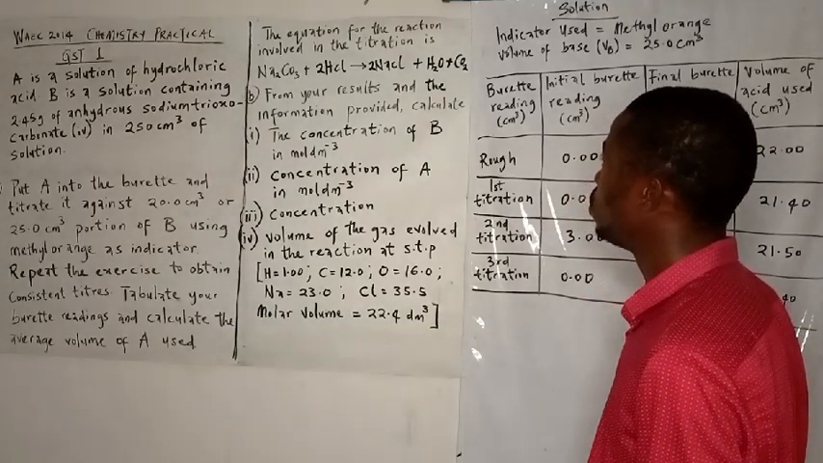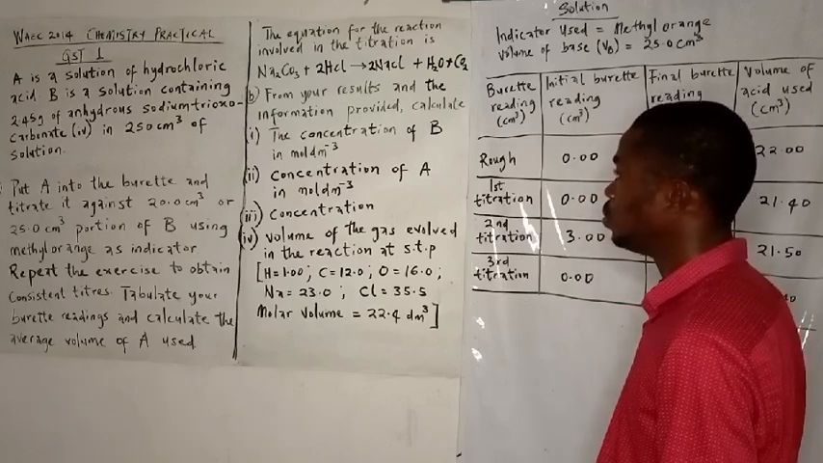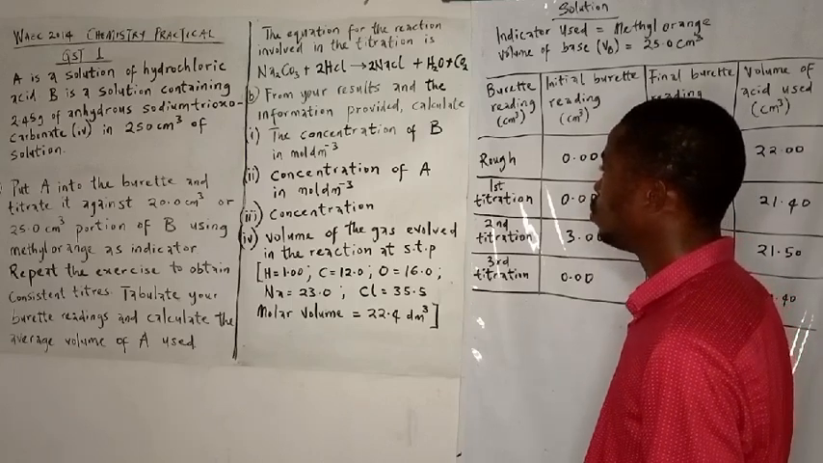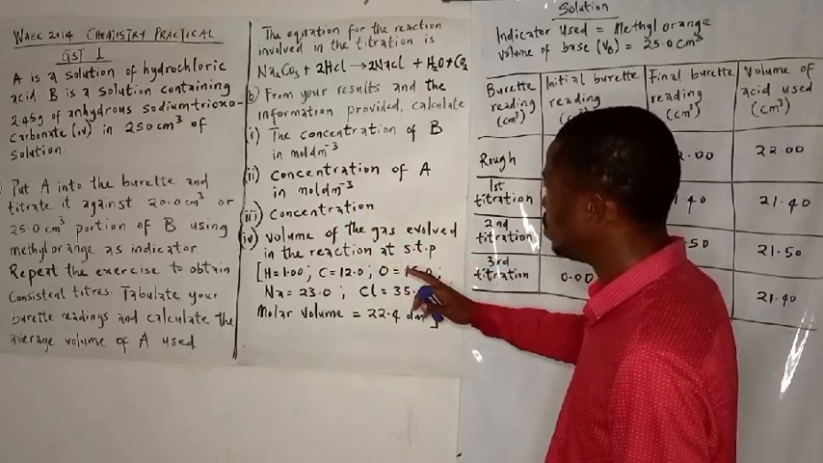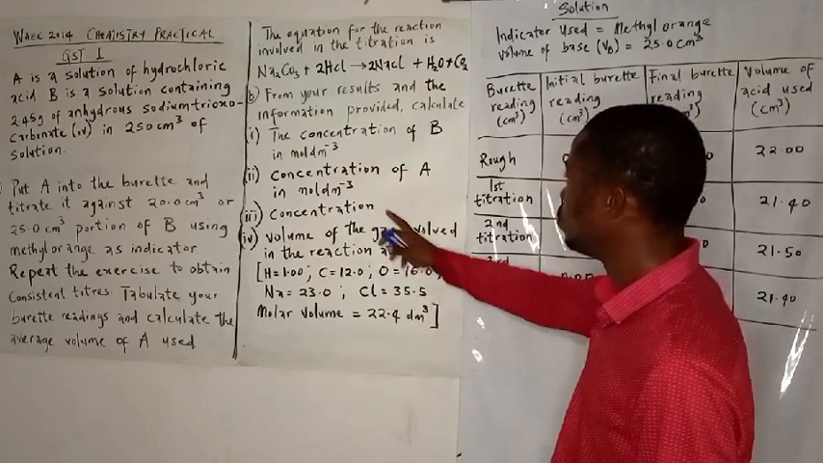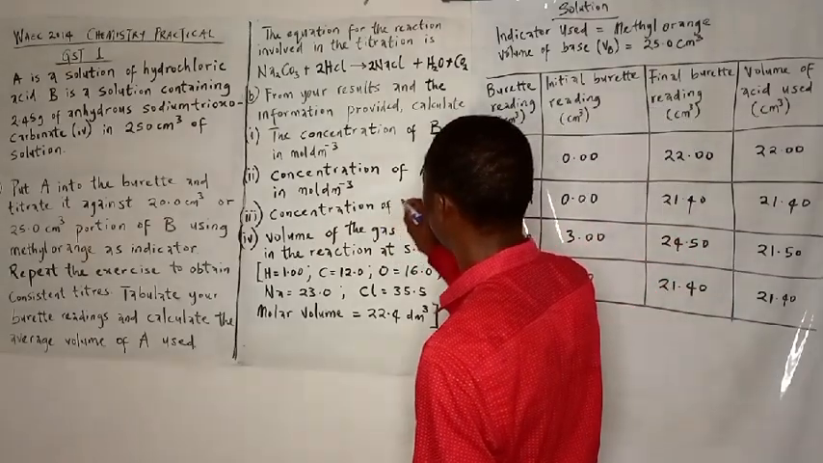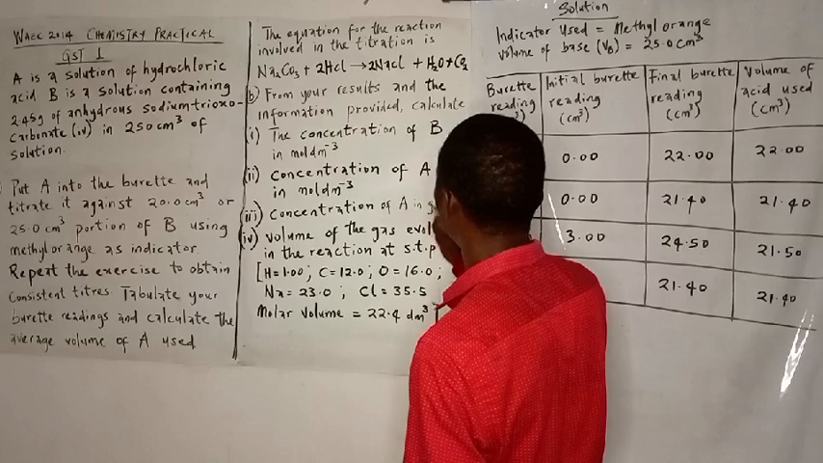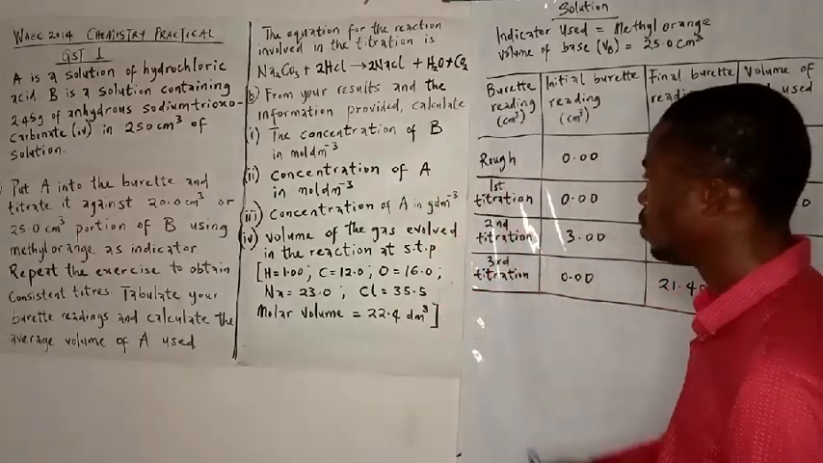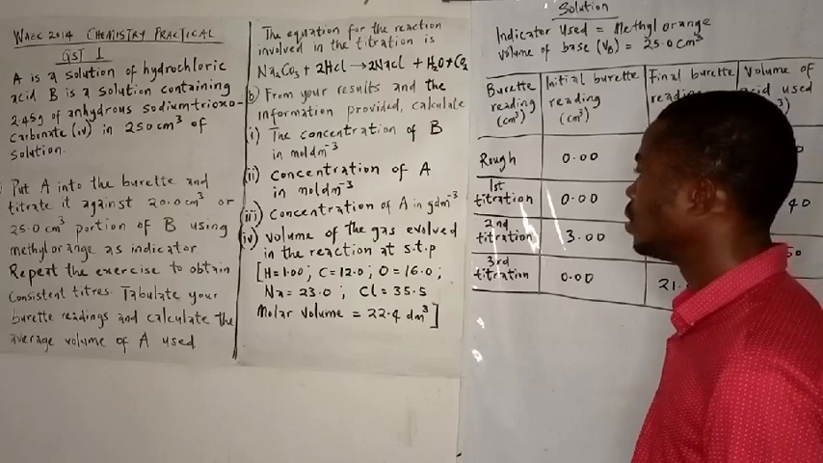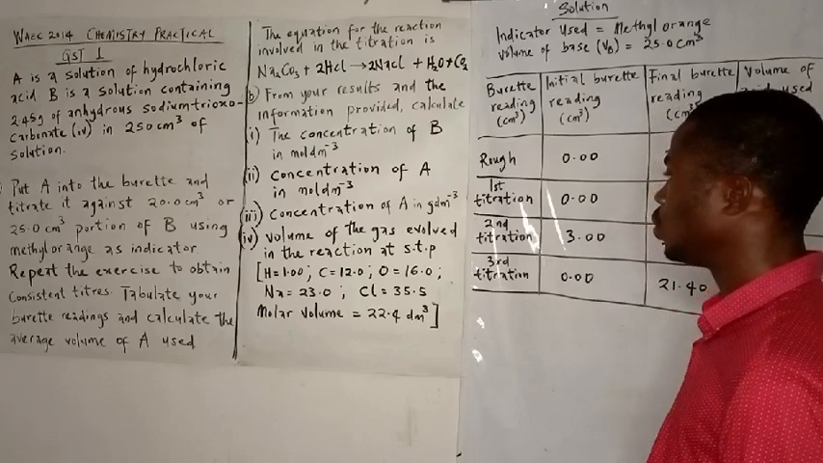Part B says, from your results and the information provided, calculate the concentration of B in mole per dm³. Calculate the concentration of A in mole per dm³. And then the third one is to calculate the concentration of A in grams per dm³. And then the fourth part says to calculate the volume of the gas involved in the reaction at STP.